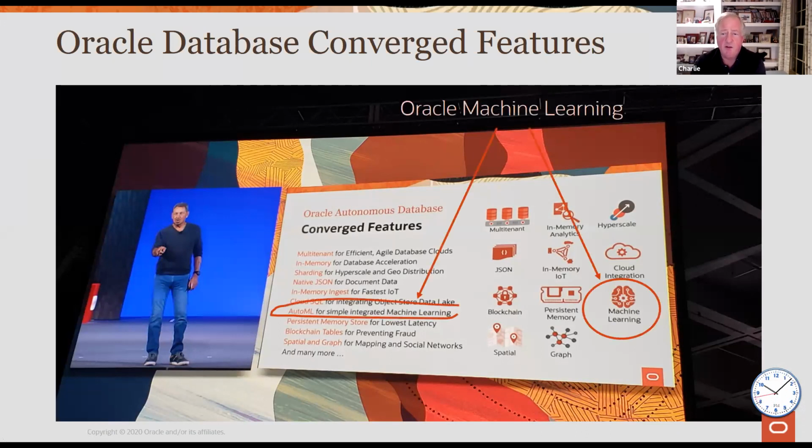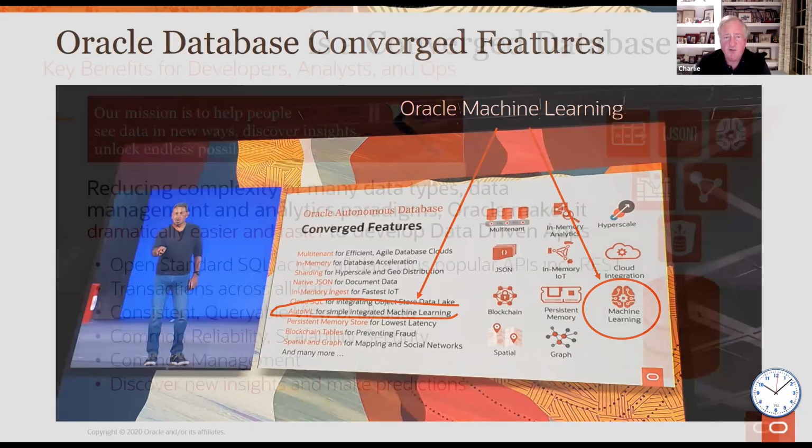He's talking about Oracle machine learning, and he's talking about some new features that we have called AutoML, for simple integrated machine learning, whatever that means. It's just more and more automation. We already do a lot of automation now, but there's even more, and it's called AutoML, and I'll talk about that a little bit later on.